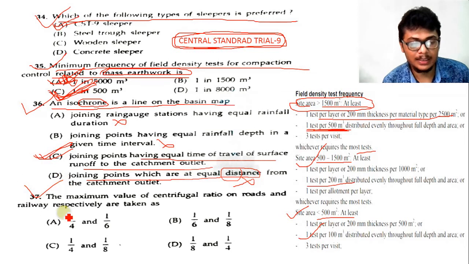Next, question number 37. The maximum value of centrifugal ratio on roads and railways respectively are taken. The correct answer will be C. Note it down, you should remember the answer. For roads 1/4 and for railways it will be 1/8.